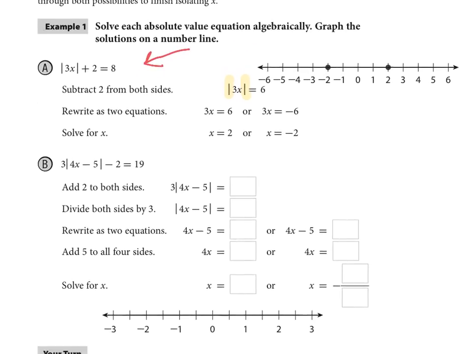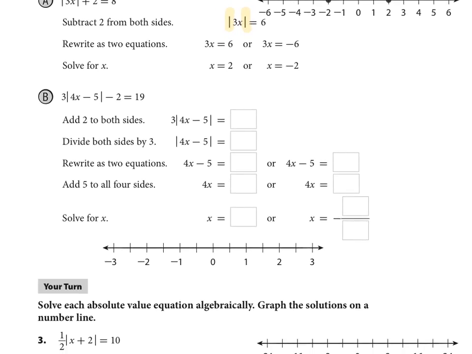So let's try the next example, example B here. First step, isolate the absolute value bars. So we're going to add 2 to both sides. We'll create 21 on the right side. Divide both sides by 3. That leaves us 7 on the right side. And at this point, we can rewrite the equation.